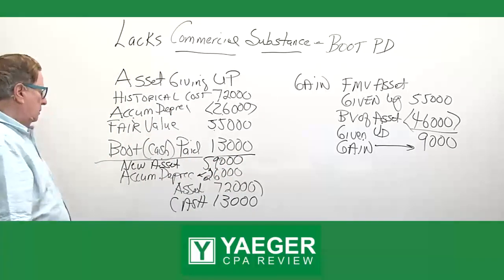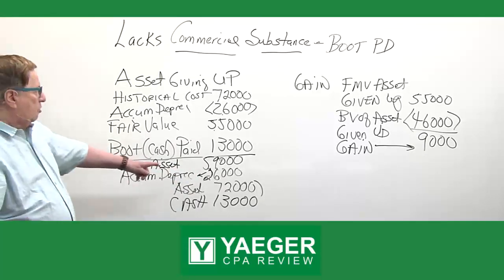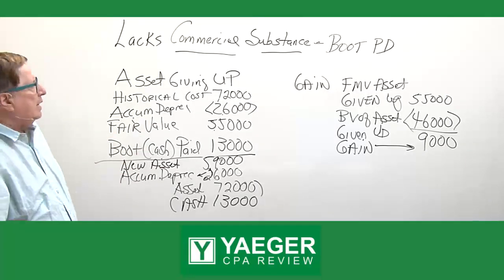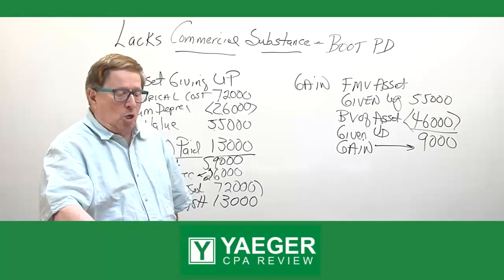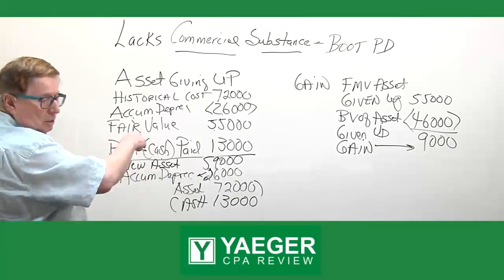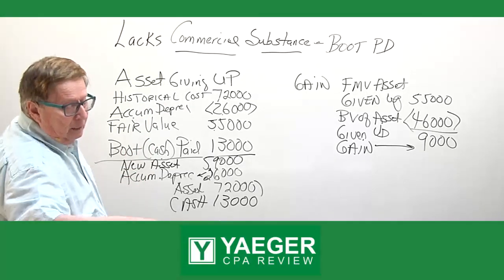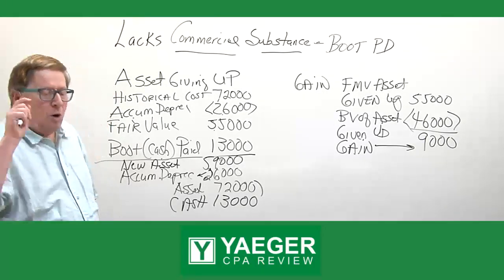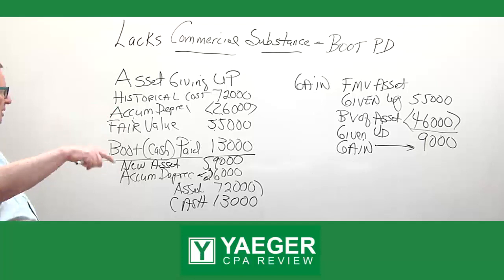So notice what happened. You just have to know how to make the entry. Remember, the new asset is always the plug. But where do you get the $59,000? Well, in the transaction which had commercial substance, where we recognized gain, all the gain was recognized. If we go back to number 1, you'll see that the new asset was valued at, I'm sorry, not $59,000, the new asset was at $68,000. That was the first scenario. The new asset was debited for $68,000.